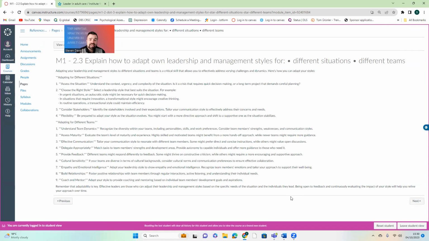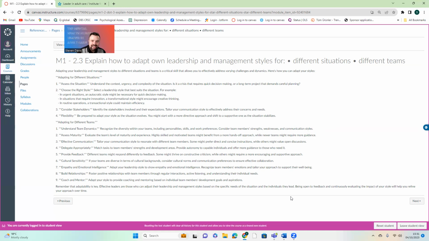You'll need to explain how to adapt your own leadership style for different situations and different teams. So this very much is the inclusive leader. This is really bringing you into that. So just think about a time when you had an opportunity to change, or you've had to change. So let's say you've got an audit or the CQC coming in, or something along that line. What was the situation? What did you do? How did you adapt? And how did you support your team?